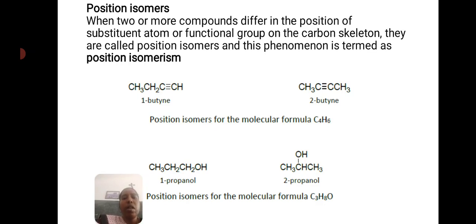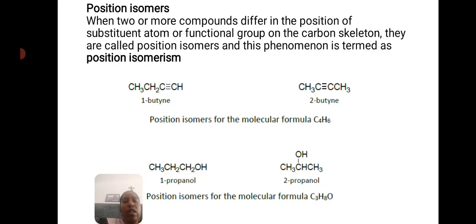Position isomerism: when two or more compounds differ in the position of a substituent atom or functional group on the carbon skeleton, they are called position isomers, and this phenomenon is termed position isomerism. The first example is 1-butyne and 2-butyne. Here the triple bond is attached at the first carbon in 1-butyne and at the second carbon of 2-butyne, and this is known as position isomerism.